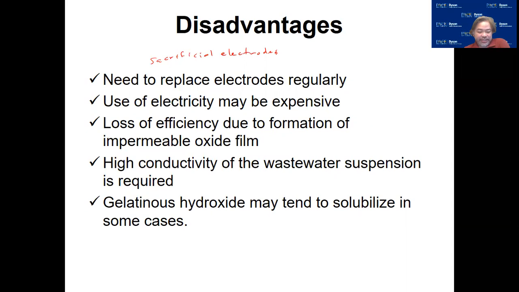Okay, so what happened here? This high conductivity of wastewater will be disadvantageous to a given system. And the gelatinous hydroxide may tend to solubilize in some cases. Okay, so these are the main disadvantages.